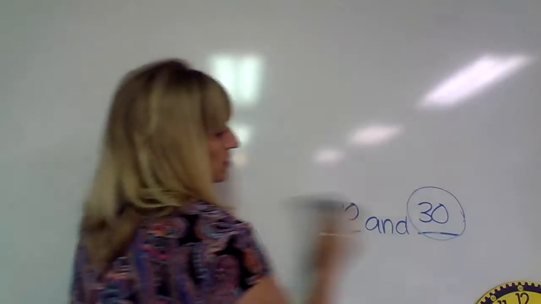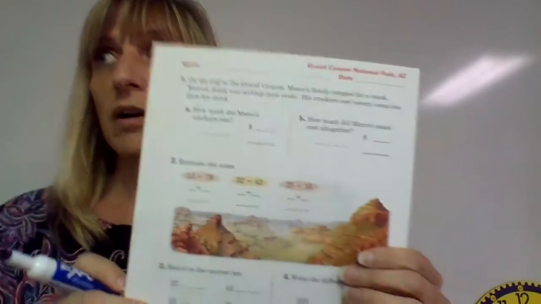So I'm gonna erase that, and we're gonna talk about our math page now. Okay, so if you don't have it out, get out your math page and a pencil, and we are going to do page 291. We're going to do the first one together, okay? And number 1 says, on a trip to the Grand Canyon, Marco's family stopped for a snack. Marco's drink cost 79 cents, and his crackers cost 20 cents less than his drink. Okay, and 1A says, how much did Marco's crackers cost?